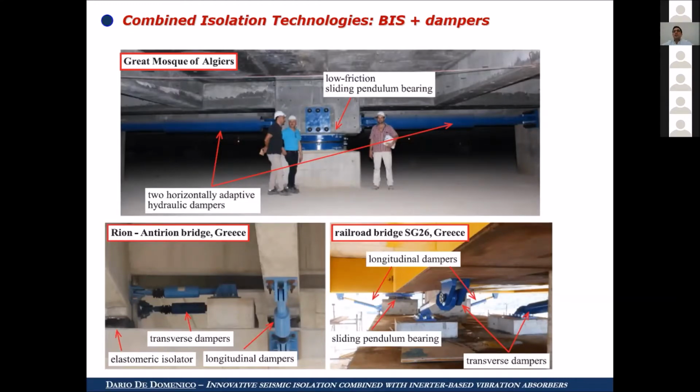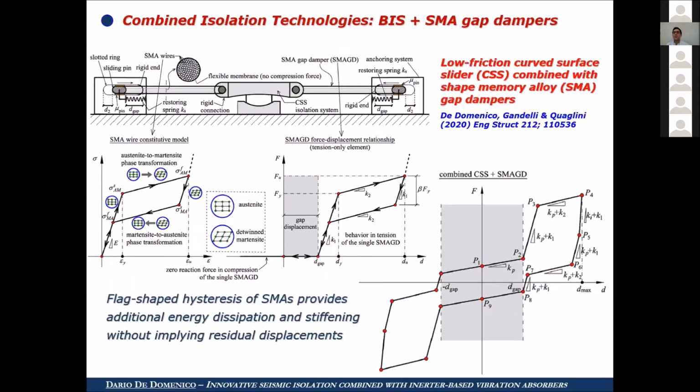For example, in the Great Mosque of Algiers, a kind of friction-based isolation system is combined with hydraulic dampers in order to achieve a so-called adaptive hysteretic behavior. Or, for example, in many bridges, we have a combination of rubber isolators with other kinds of dampers like transverse and longitudinal dampers.